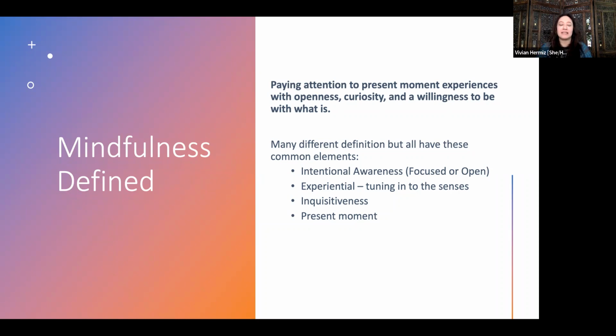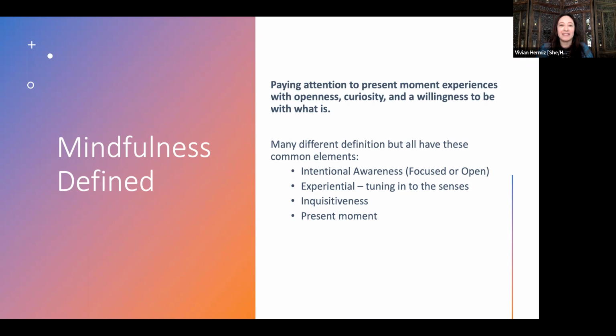The first one is that we intentionally utilize our awareness. So whether that's focusing inward to anchor, a lot of times we use the breath, and we did that in the first presentation in this mindfulness series. Or you open it up to all your sensory experience or some variation in between. And we're going to be working with that variation in between today.